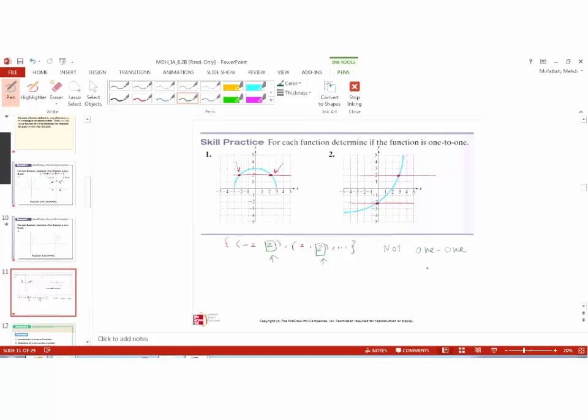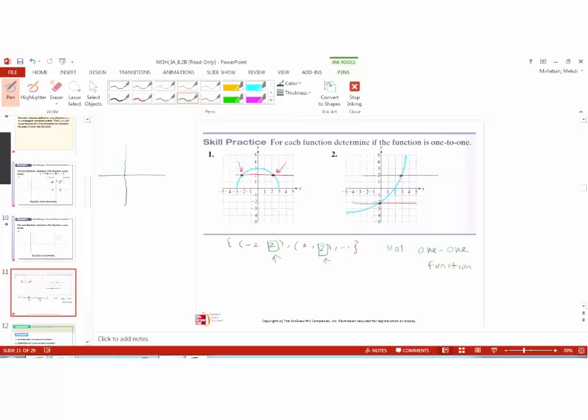One-to-one function. Now we did the vertical test before. If you remember, we did the vertical test to see if something is a function or not. So if I have this parabola here, this would pass the vertical test because it's going to intercept the graph only at one point. So this is a function, but it's not a one-to-one function.